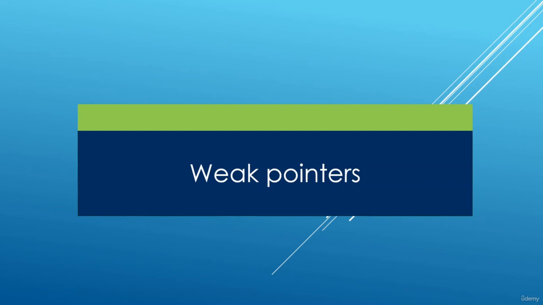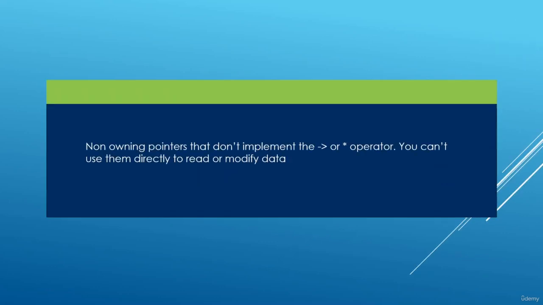In this lecture, we're going to learn about weak pointers. And weak pointers are another kind of smart pointer we have in C++. They are special in that they don't own the data that they point to. So if the weak pointer goes out of scope, the memory they pointed to is not going to be released. So they don't own the memory.